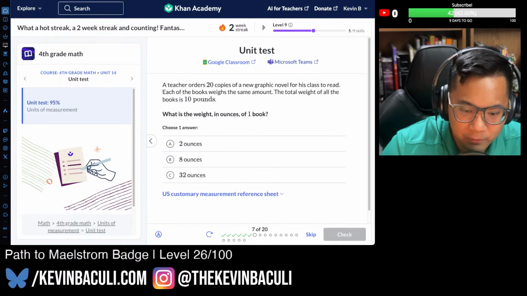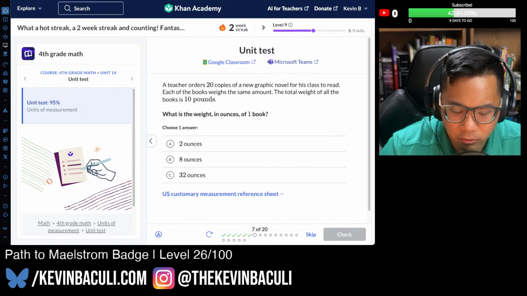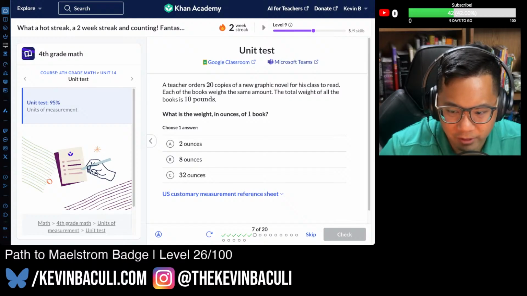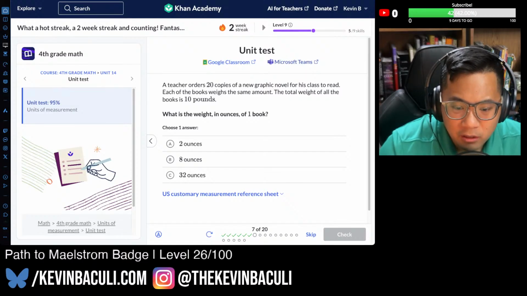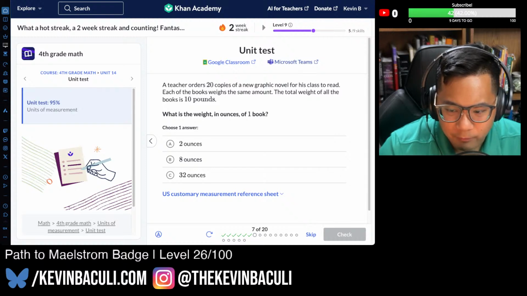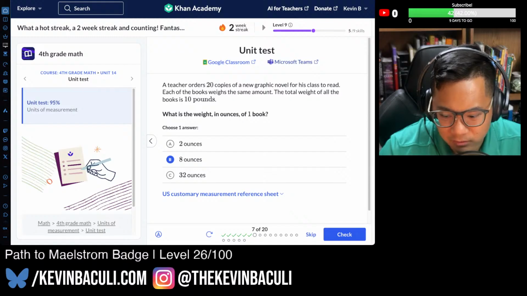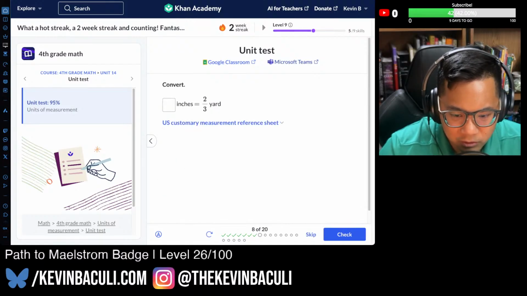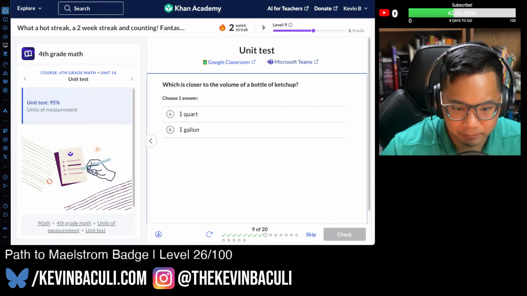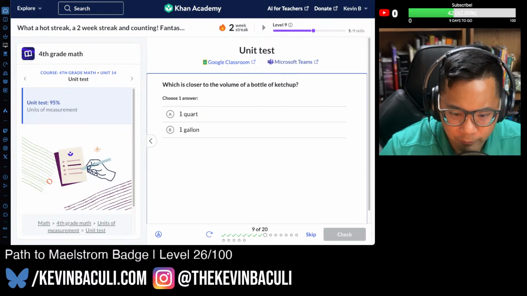A teacher orders 20 copies of a new graphic novel for his class to read. Each of the books weighs the same amount. The total weight of all the books is 10 pounds, 8 ounces. Inches. So if I have to multiply this by 3, this is 2 feet, 24 inches. Which is close to the volume of a bottle of ketchup.